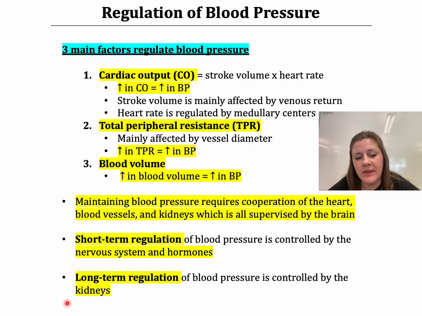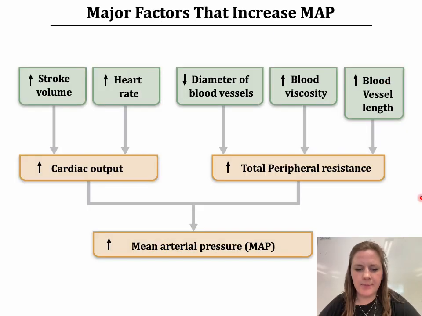We can break that regulation down into short-term and long-term. With short-term regulation, the nervous system and hormones are going to play a role in changing the blood pressure, while the kidneys are responsible for long-term regulation. So here's just a flow chart representing what I had on the previous page. So total peripheral resistance, cardiac output, being two really important factors with the mean arterial pressure. And then we expand upon that and we think of the factors which affect it in turn.